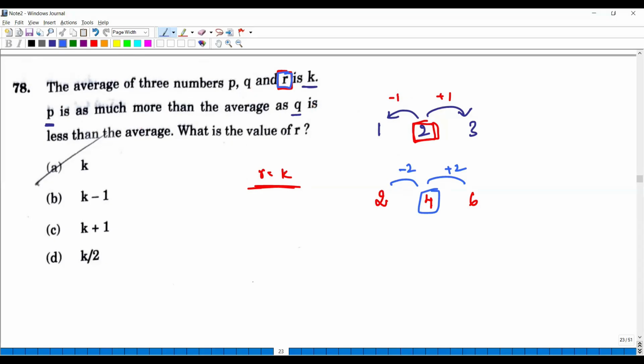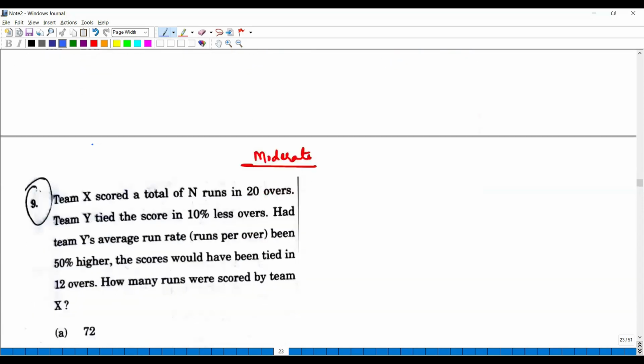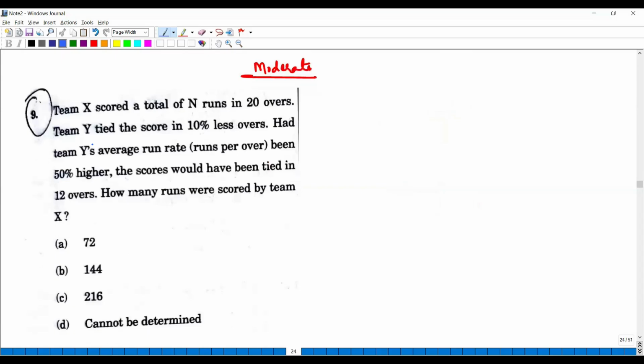It's a simple basic of average. Answer is K there. Look at the moderate questions.